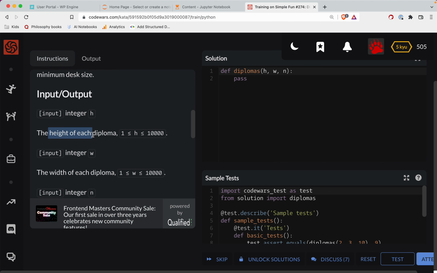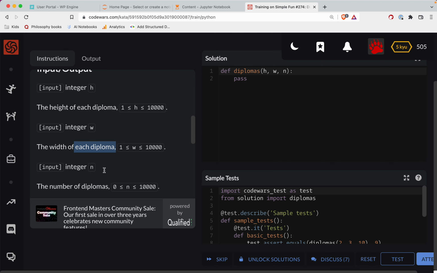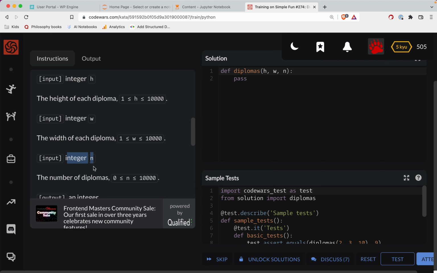So the height of each diploma is going to be H, the width of each diploma, and then the number of diplomas. So the question is, what is the smallest square that will fit all these diplomas?